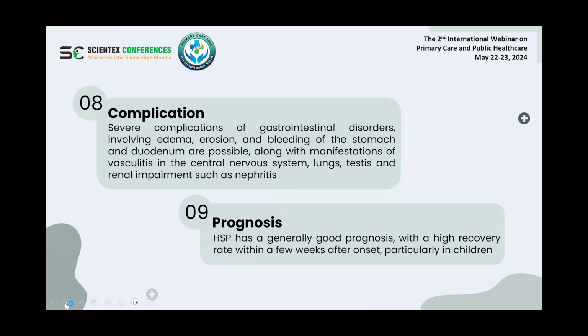And for complications, HSP complications can happen such as gastrointestinal disorders involving edema, erosion, or bleeding, along with manifestations of vasculitis in the central nervous system, lungs, testes, or renal impairment. Therefore, this emphasizes the importance of monitoring for complications and the potential of recurrence, contributing to comprehensive patient care and long-term prognosis.